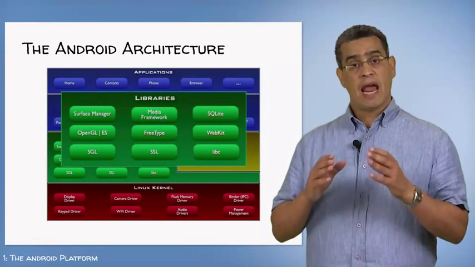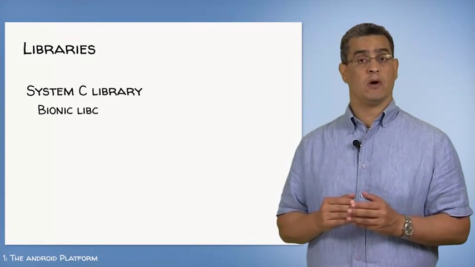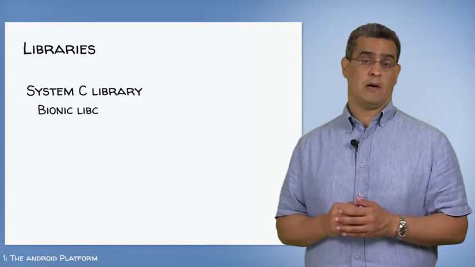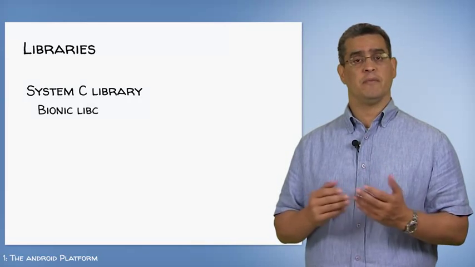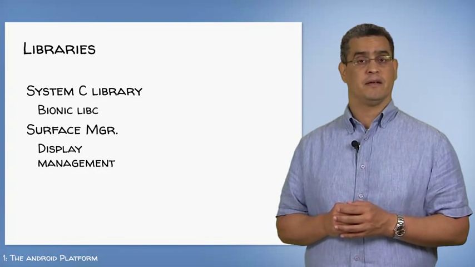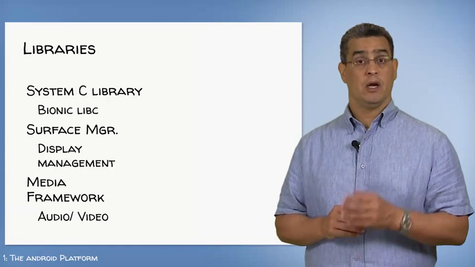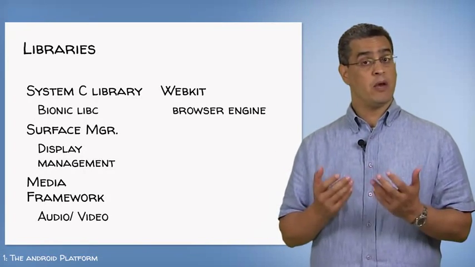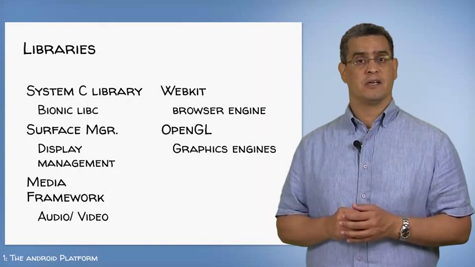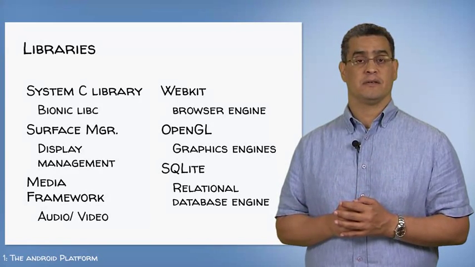For example, Android has its own System C library, which implements the standard OS system calls, which do things like process and thread creation, mathematical computations, memory allocation, and much more. There's the Surface Manager for updating the display, a media framework for playing back audio and video files, WebKit for rendering and displaying web pages, OpenGL for high-performance graphics, and SQLite for managing in-memory relational databases.